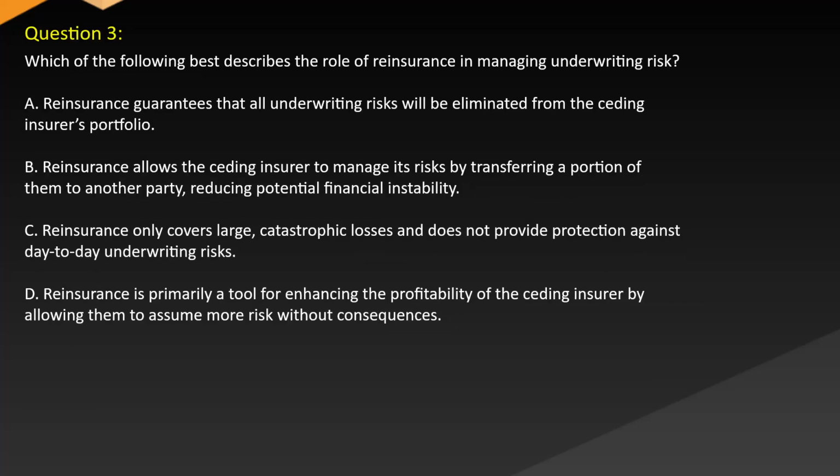Question 3. Which of the following best describes the role of reinsurance in managing underwriting risk? A. Reinsurance guarantees that all underwriting risks will be eliminated from the ceding insurer's portfolio. B. Reinsurance allows the ceding insurer to manage its risks by transferring a portion of them to another party, reducing potential financial instability. C. Reinsurance only covers large, catastrophic losses and does not provide protection against day-to-day underwriting risks. D. Reinsurance is primarily a tool for enhanced profitability of the ceding insurer by allowing them to assume more risk without consequences.